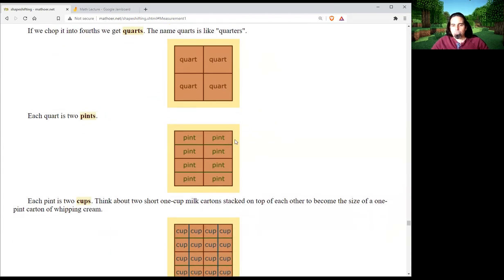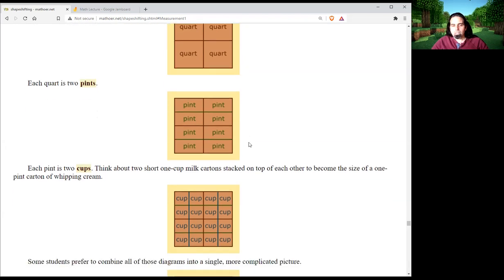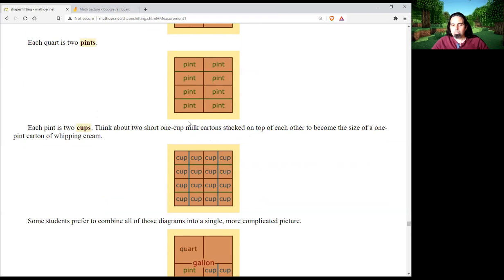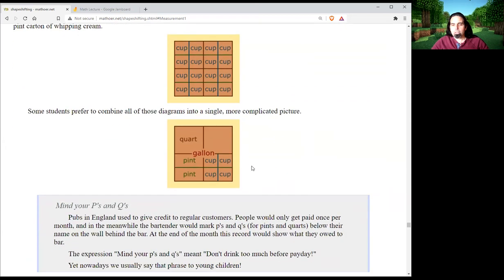The quarts are 2 pints. If you buy heavy cream at the grocery store, it often comes in a pint container, which is half as tall as the tall, thin quart ones. And then a pint is 2 cups. Think about the short 1-cup milk cartons from elementary school. So you can put all those together and make the last picture. The gallon is the whole box. A quarter of it is a quart. The 1/8 of it are the green pints, and the 1/16 of it are the blue cups.